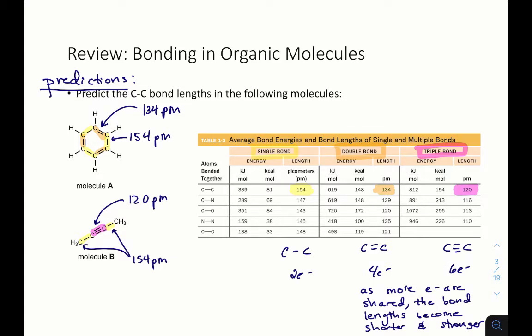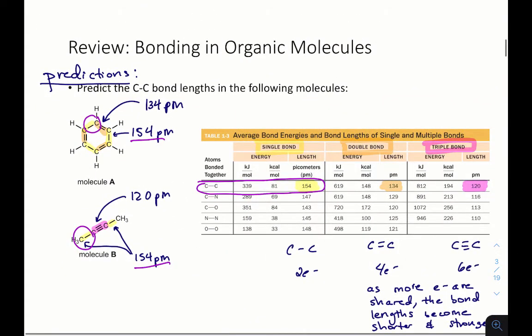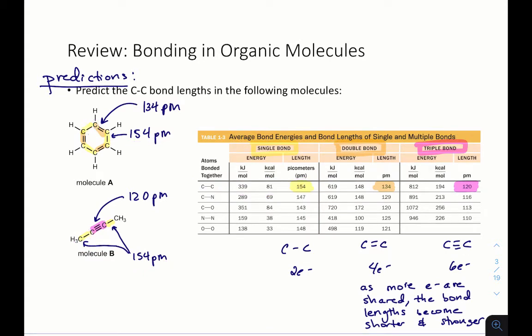We can see that molecules A and B seem to have three types of bonds. They seem to have single bonds, which we would predict to be consistent with a typical single bond length of 154 picometers. These two molecules also seem to have between them a double bond, and the double bond we would predict to have a length consistent with that of a carbon-carbon double bond of 134 picometers. In the molecule B, it has a triple bond, and we would expect the triple bond to have a length of 120 picometers. So these are our predictions.